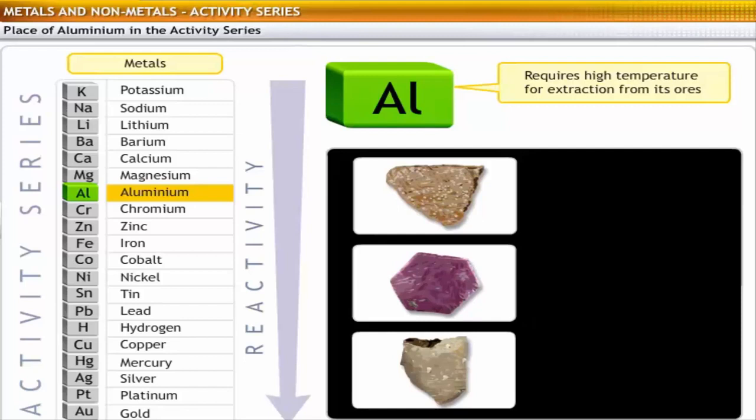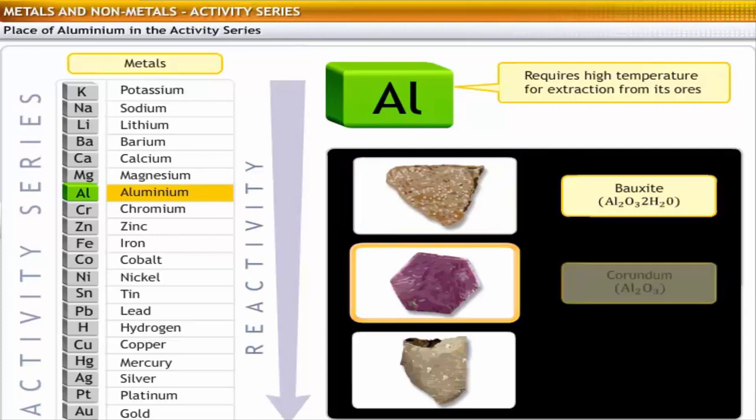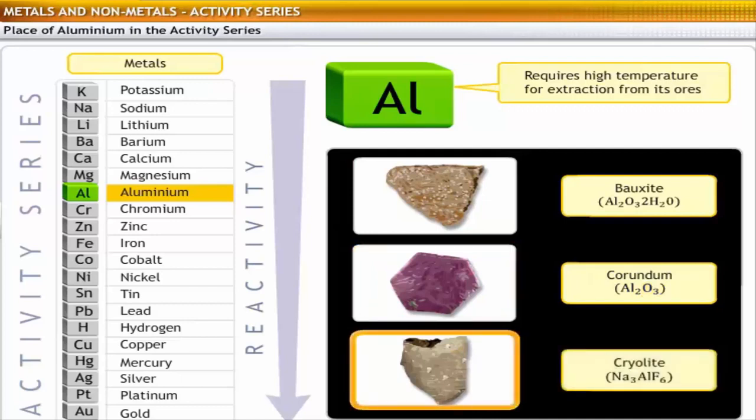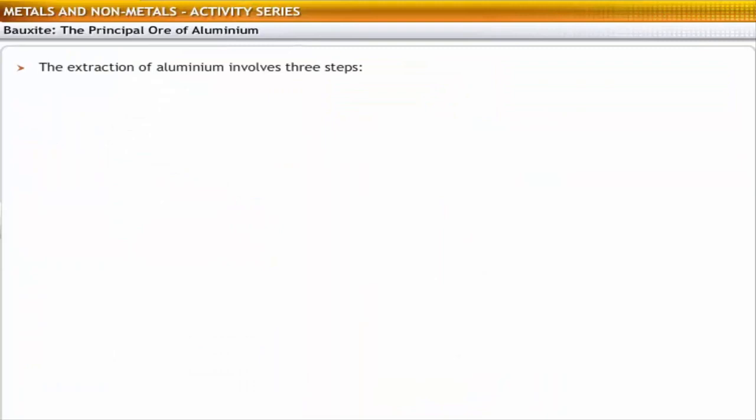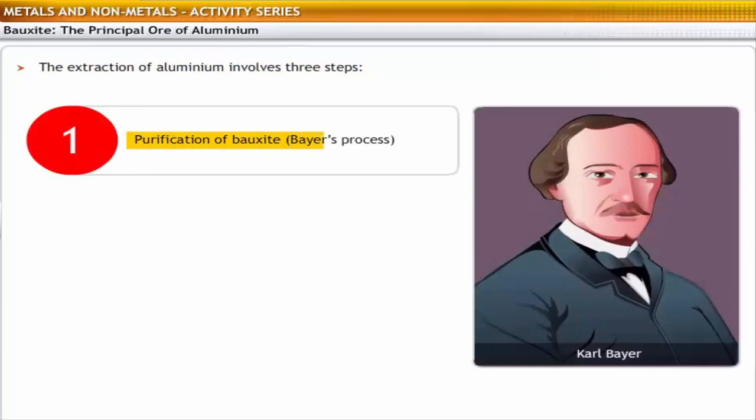Important ores of aluminium are bauxite, represented by the formula Al2O3·2H2O, corundum, represented by the formula Al2O3, and cryolite with the formula Na3AlF6. Bauxite is the principal ore of aluminium. The extraction of aluminium from bauxite involves 3 steps. First, the purification of bauxite using the Bayer process.